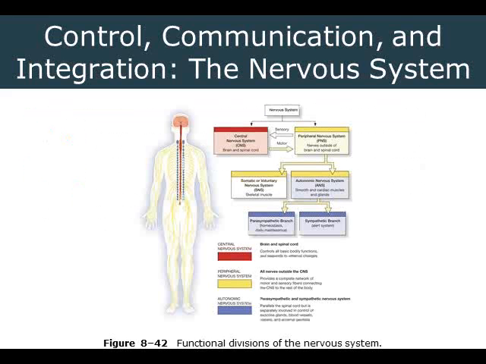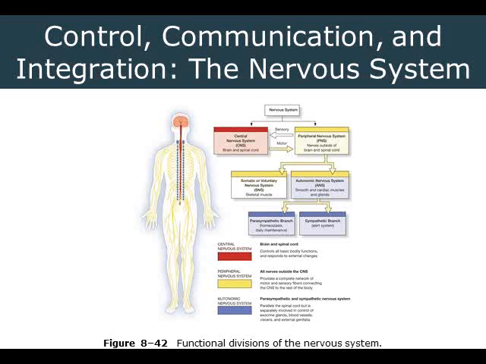So here's a nice big complicated chart. Look at it on 193 in your textbook. It's easier to read. That kind of breaks our nervous system down. So there are two major nervous systems. There's the central nervous system and the peripheral nervous system. Central nervous system is the brain and the spinal cord. The peripheral nervous system is everything outside the brain and the spinal cord.